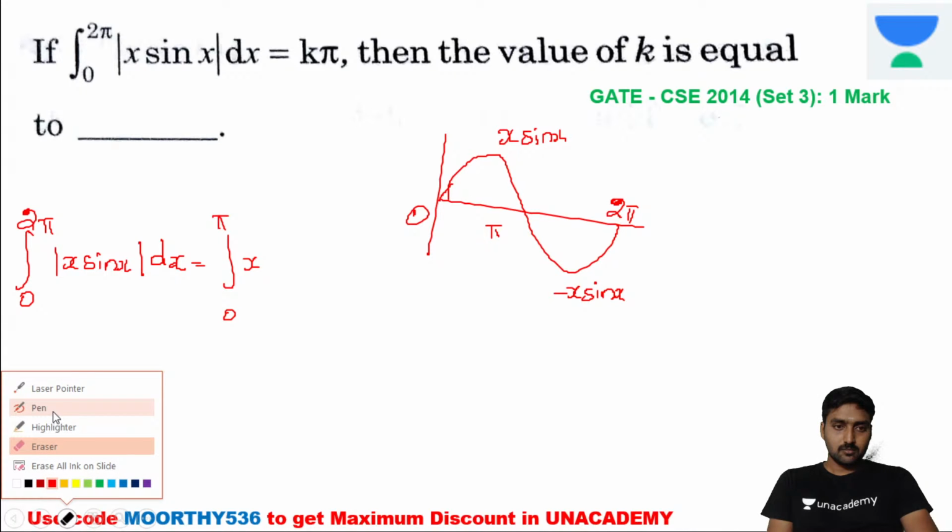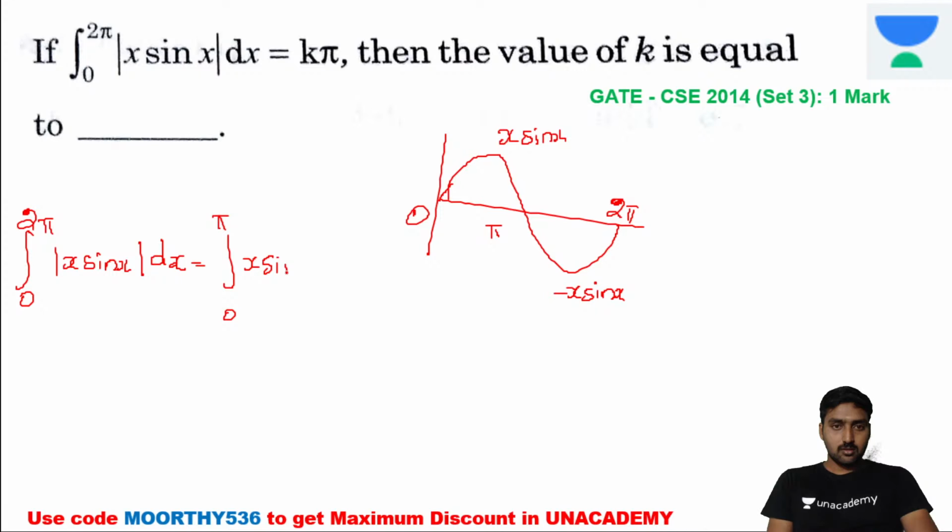x into sin x into dx minus integral of pi to 2 pi x into sin x into dx. First, x into sin x: we need to identify the indefinite integral first, then we can apply the limits. So let's do the integral of x into sin x into dx.